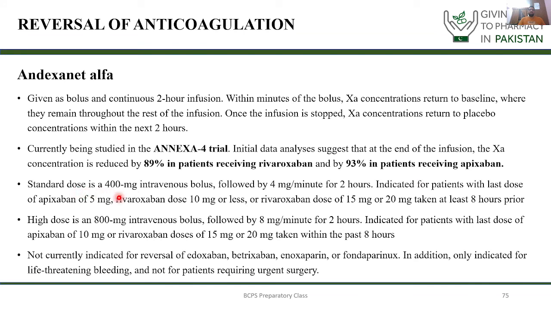If you will see, the standard dose is 400 milligram intravenous bolus followed by the 4 milligram per minute infusion for 2 hours. This applies if the patient uses 5 milligram of apixaban and 10 milligram of rivaroxaban or less, or the patient uses rivaroxaban 15 to 20 milligram but at least 8 hours have passed. If on the other hand, the bolus dose is doubled to 800 milligram and the continuous infusion should be 8 milligram per minute for 2 hours. If the dose of apixaban is doubled, like 10 milligram, or rivaroxaban 15 to 20 milligram, and taken within 8 hours of the reversal, we have to double the dose. For edoxaban, betrixaban, enoxaparin, and fondaparinux, up till now there is no standard antidote for these drugs.